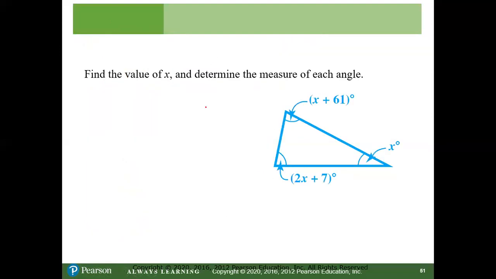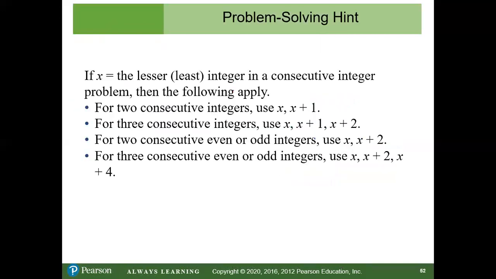This one is pretty straightforward. I probably won't do this one in its entirety. You just have to remember from geometry class that the sum of interior angles is 180 degrees. So 180 is equal to x plus 61 plus 2x plus 7, because this is one angle, this is another angle, this is a third angle. You add up all the angles and it's equal to 180 degrees. Do a little bit of algebra, we'll be able to get the answer pretty fast for that one, okay?